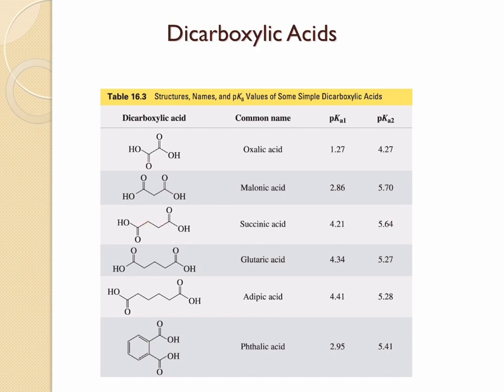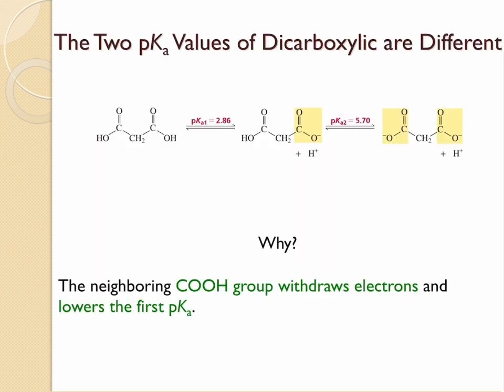Although the two carboxylic acid groups are identical, they are not going to have the same pKa values because the protons are going to be lost one at a time. For example, let's consider this molecule. When you want to remove the first hydrogen, it needs to come out from a neutral molecule.